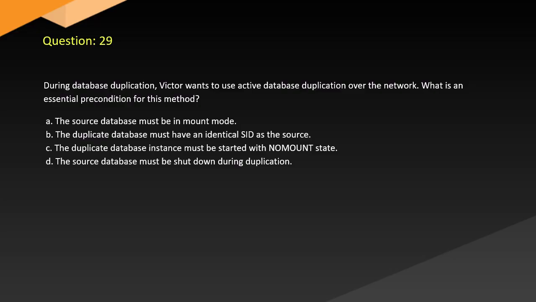Question 29. During database duplication, Victor wants to use active database duplication over the network. What is an essential precondition for this method? A. The source database must be in mount mode. B. The duplicate database must have an identical SID as the source. C. The duplicate database instance must be started in nomount state. D. The source database must be shut down during duplication.